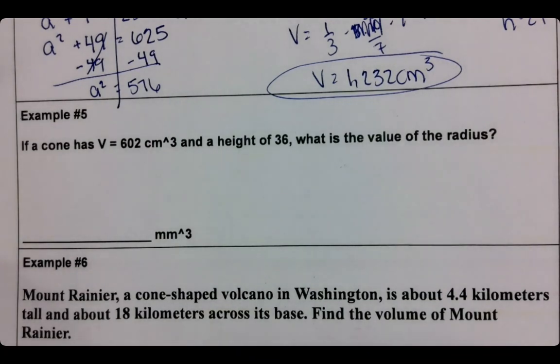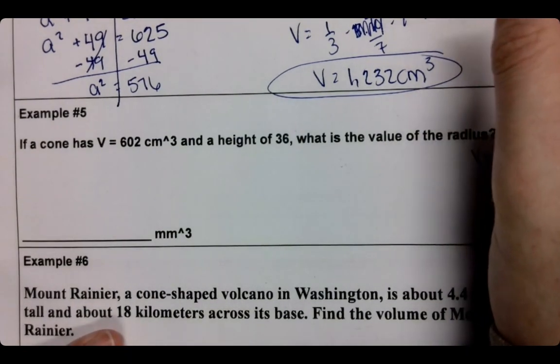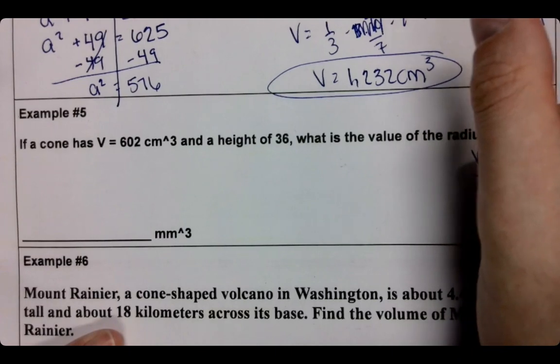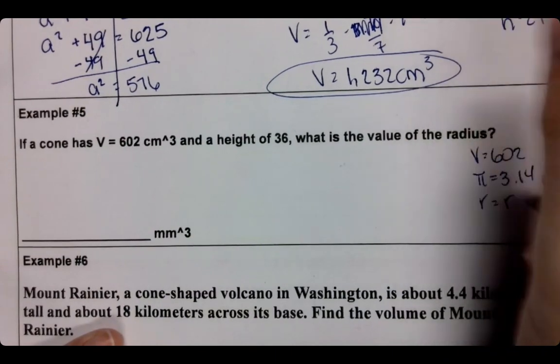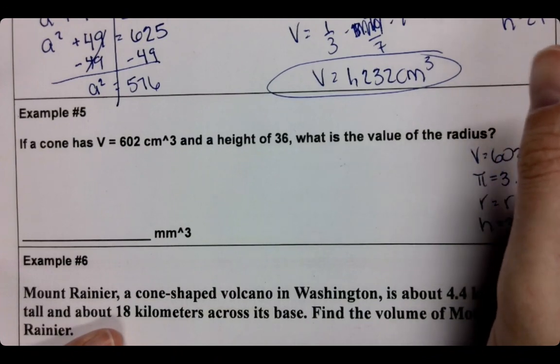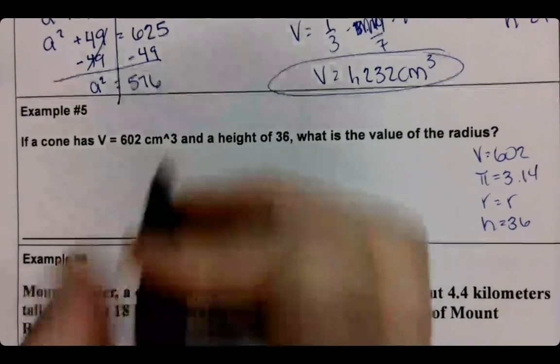Do me a favor. Go off to the side. Put what you know and then come back. Welcome back. We should have gotten that our volume was known. Pi, we're going to go back to our 3.14. Our radius is unknown, and our height is 36. If you did not already, let's also plug that in.